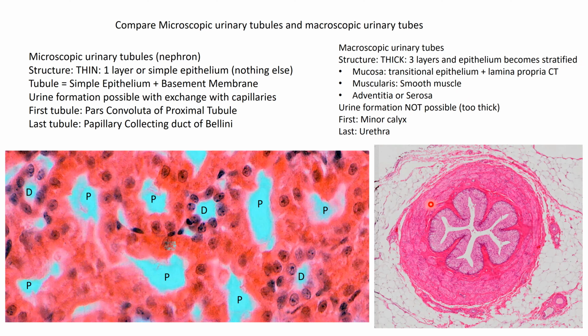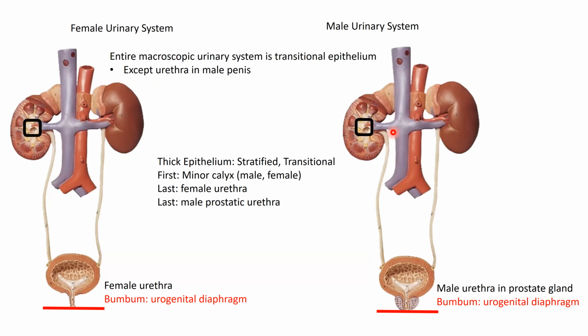The first one of this structure is the minor calyx. The last is the urethra. Okay, so this again summarizes for you the female urinary system and the male urinary system. Basically, the two are identical. Whatever you see in front of you, up to this red line, left and right, everything is transitional epithelium. And you remember then the three layers that we just covered. There's only one exception, the urethra in the male penis. That's not on the image.